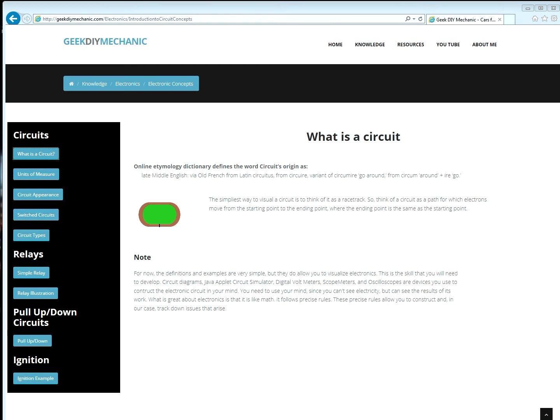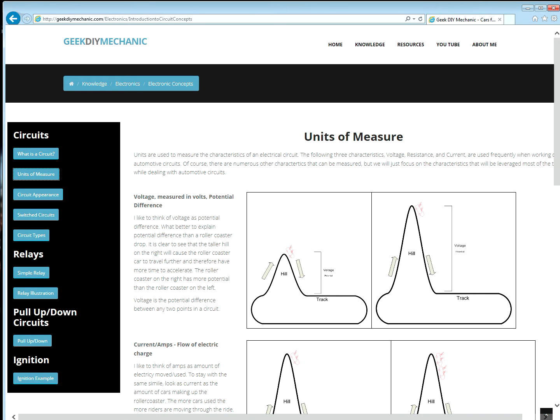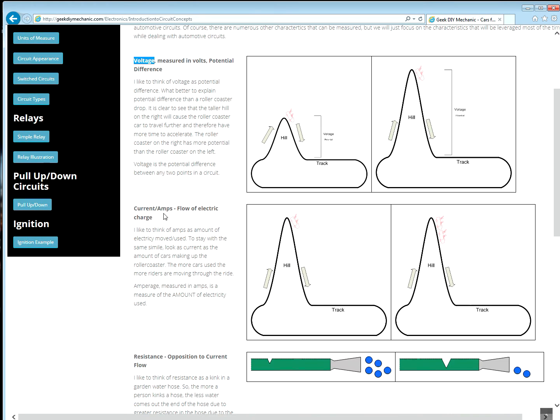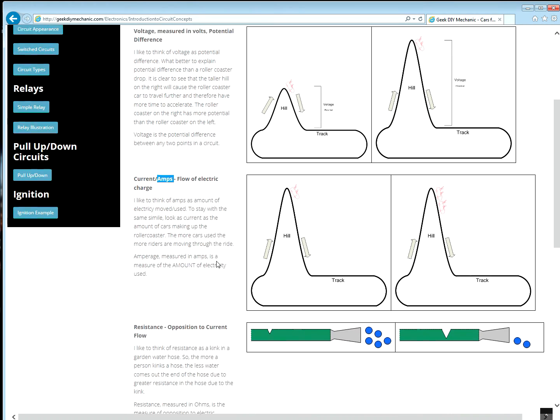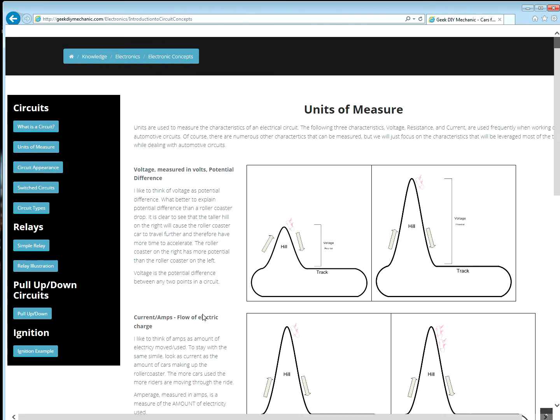Let's discuss some units we will commonly use while analyzing automotive circuits. Let's click on Units of Measure. We will discuss the top 3 units of measure you will encounter: volts, amps, and resistance.